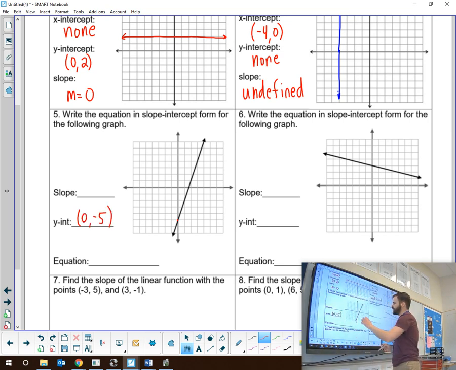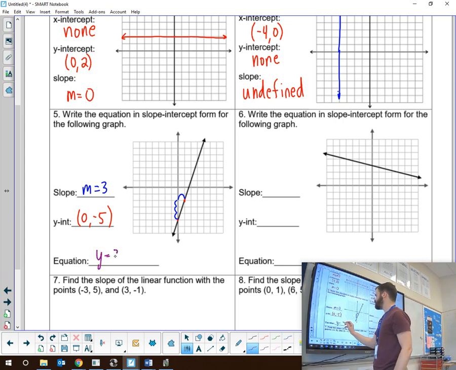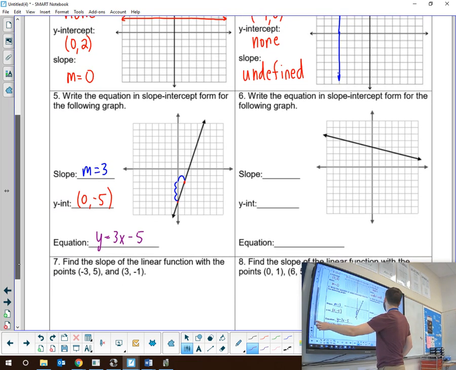My slope, let's find another point here. Here's another point. My slope, we can just count the rise and the run between those 2 points. So I'm going to count up 1, 2, 3 over 1. So my slope is going to be 3 over 1 or just 3. Up 3 over 1, up 3 over 1. And last but not least, my equation is going to be y equals my slope, which is 3 times x, plus my y-intercept, which is a minus 5. So there's my equation.